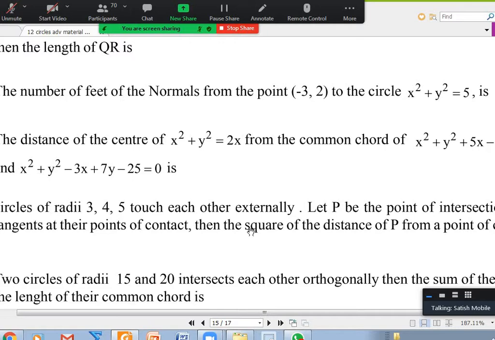Even the fifth question is also very silly. From a point to a circle, how many normals can we draw? We can draw only one normal, which is passing through the center. But there's something called feet of the normal. What is the feet of the normal? It means the normal at a point, if it passes through this, that point is called the feet of the normal.